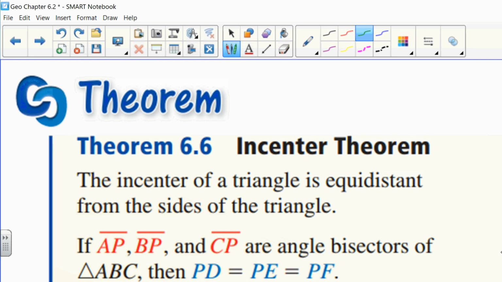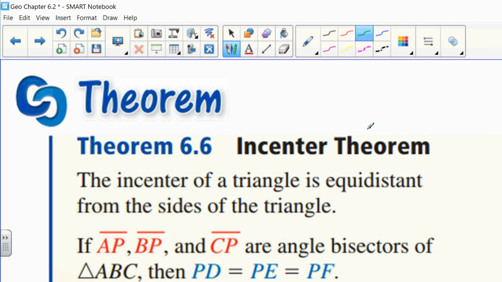The other one that we have is an incenter. The incenter of a triangle is equidistant from the sides of the triangle. So from our incenter, the distances to the sides of the triangle will be congruent. So if it's an incenter, it's going from that point to the sides. A circumcenter is going from that point to the angles. So it's saying that these three here are going to be congruent.